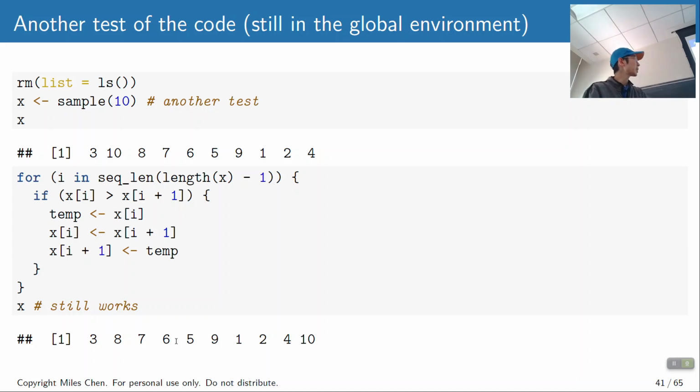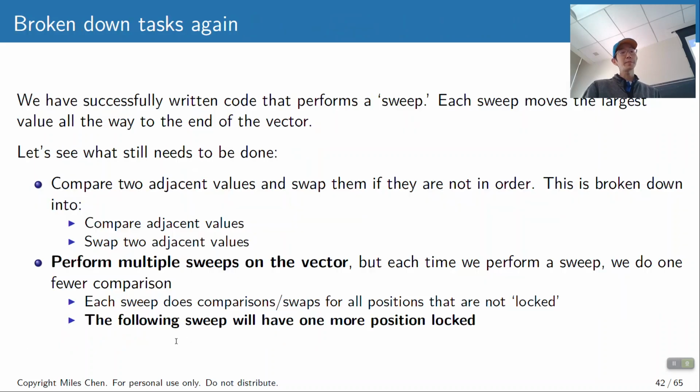All right, so a few more tests. I just randomly sampled 10 values, and then I try out the line of code, and indeed, it's pushing the largest value all the way to the right. Okay, we're still working in the global environment.